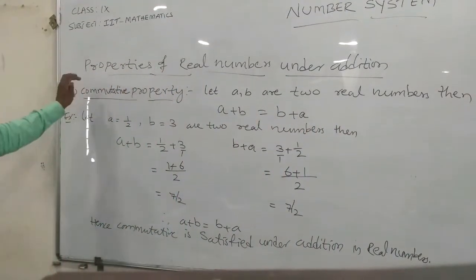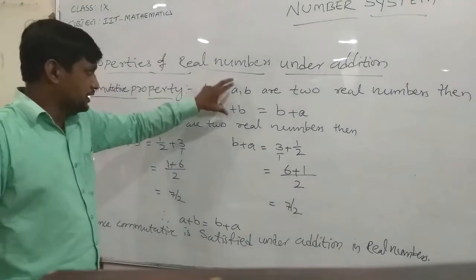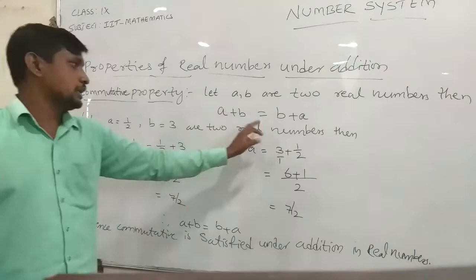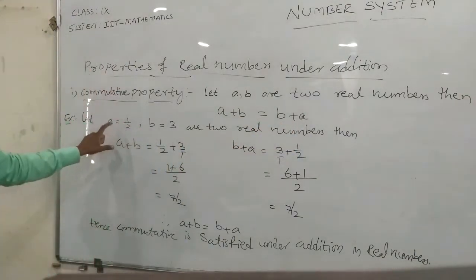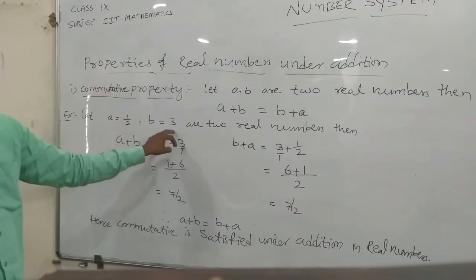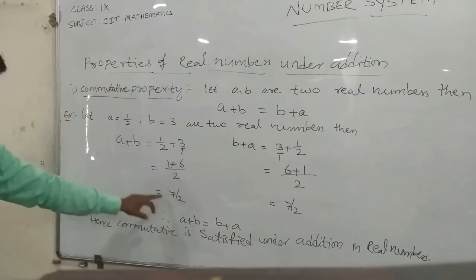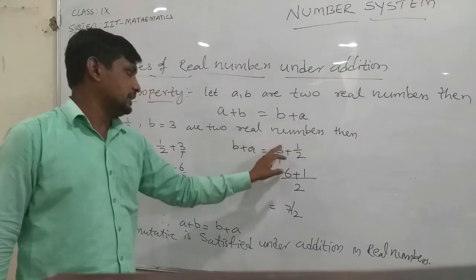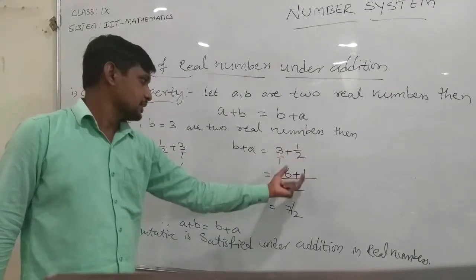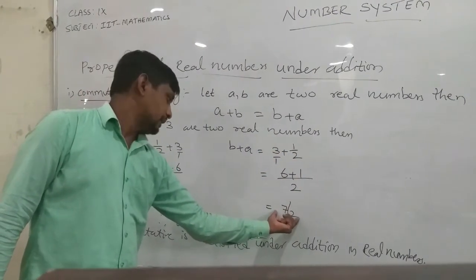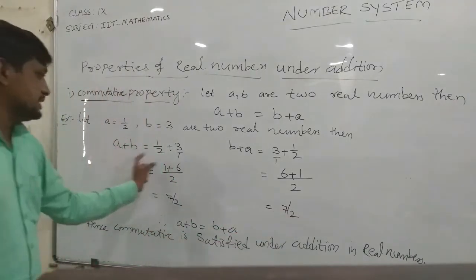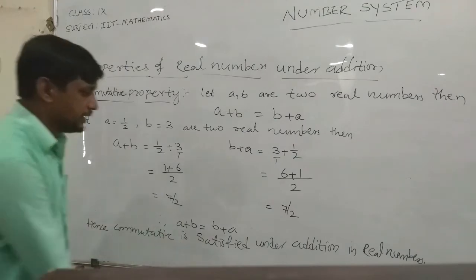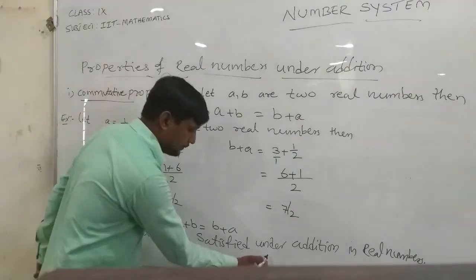So once again children I am taking in commutative property LHS should be equal to RHS. Now here I am taking A plus B should be equal to B plus A. I am taking an example of A equal to 1 by 2 and B equal to 3. By solving A plus B I am getting a value of 7 by 2. And the same way B plus A value, B equal to 3 and A equal to 1 by 2 I am substituting. By solving I am getting 7 by 2. So therefore A plus B is equal to B plus A. Hence commutative property is satisfied under addition in real numbers.